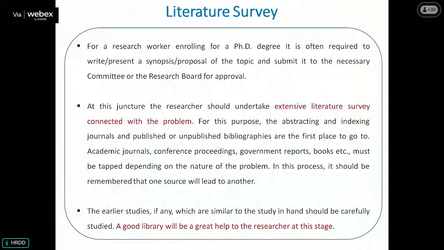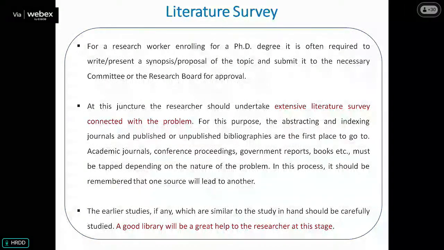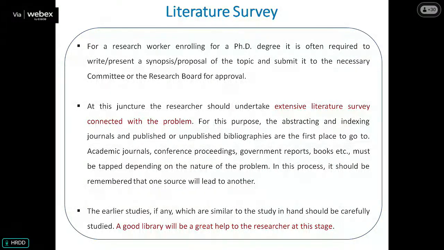So he has to go and present that, okay, this is my research problem. So what is the background? They will investigate whether the problem is relevant, which means whether the problem is required to be done or not required. So that is the first criterion.